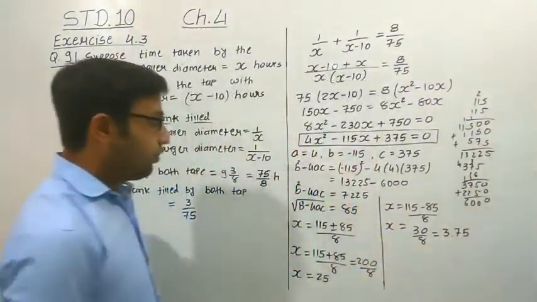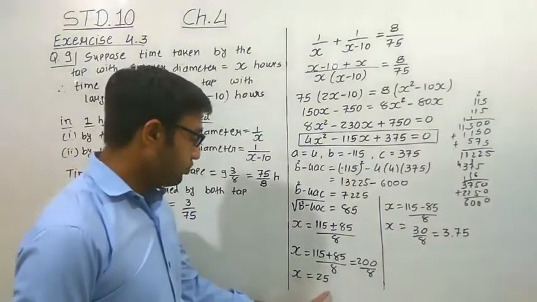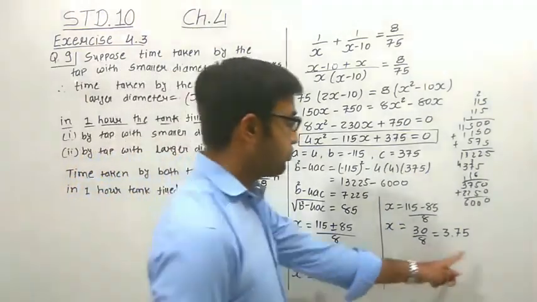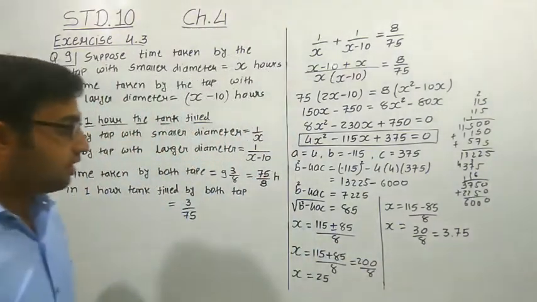So here we get the two values of x. One is x is equal to 25. Another is x is equal to 3.75. Now which is the correct value?